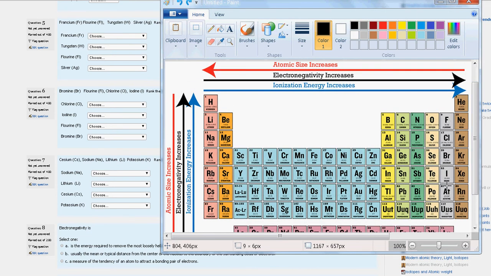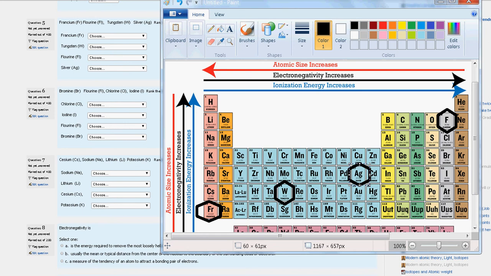We have francium. Let's put a little box around francium. That's way down here. We have tungsten, that's W, because it's a metal that was discovered by the Romans, so it's from Latin. We have fluorine, and we have silver. So you have francium, tungsten, fluorine, and silver.